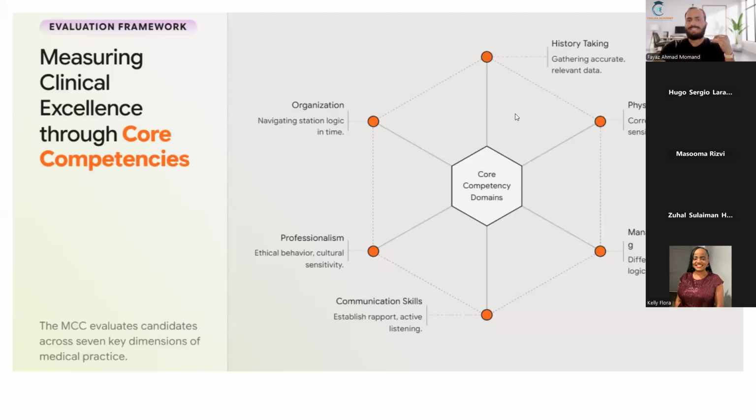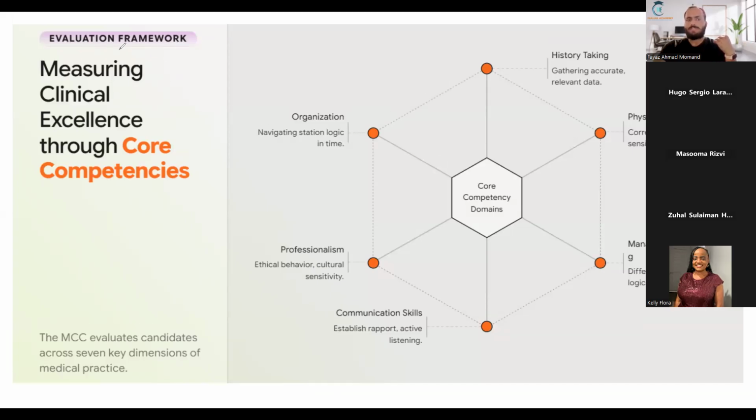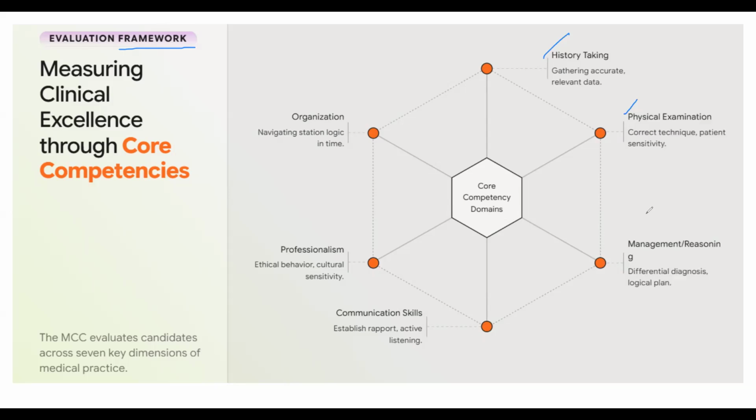Now, how does this exam work, or what does it test? The framework of the NAC OSCE is that it checks 7 of your core competencies: your history taking, your physical assessments or physical examination techniques, your organization during the history and physical, professionalism, your communication skills, and your management and reasoning, or clinical reasoning.